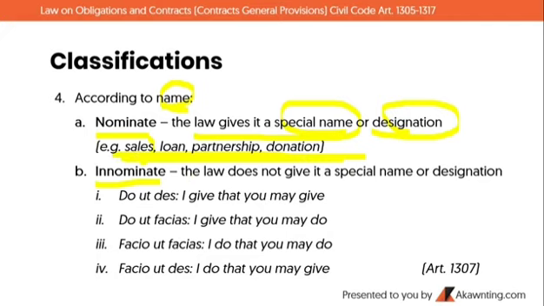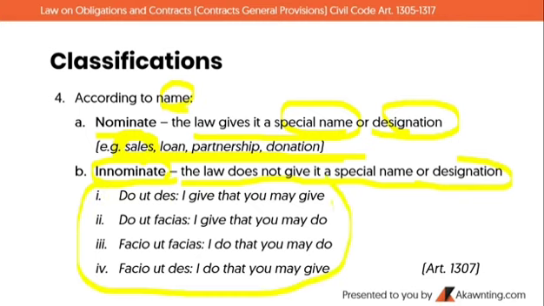Okay? So, parang kumbaga merong rule. Okay? Merong rule, parang kumbaga meron tayong pagtitignan ng guidelines kung ano bang meron dito sa mga specific contracts na ito. Okay? However, innominate contracts are, okay, not named under the law. So, the law does not give it a special name or designation.